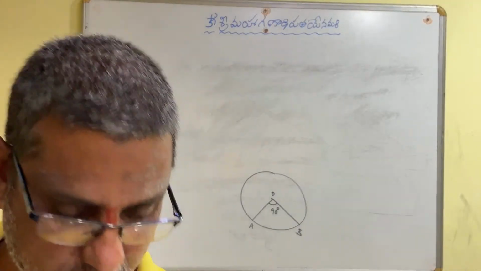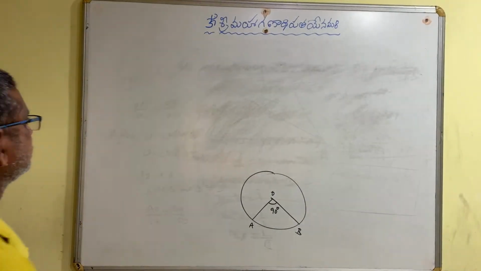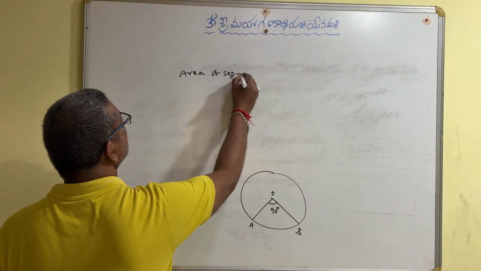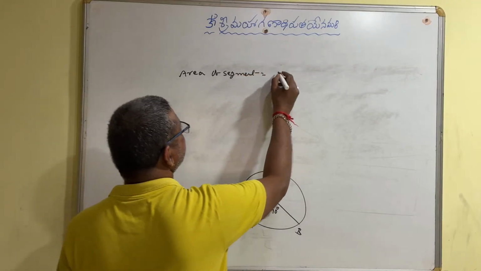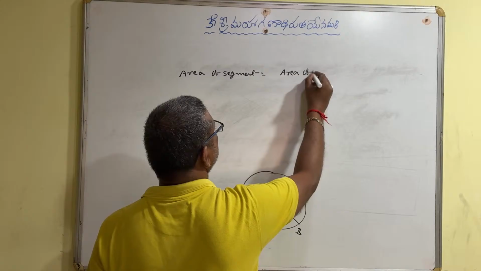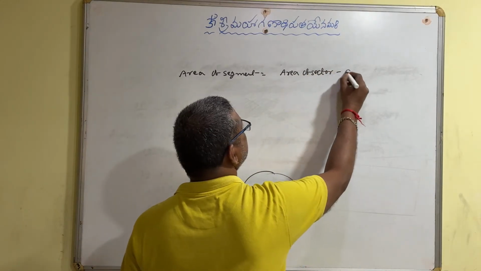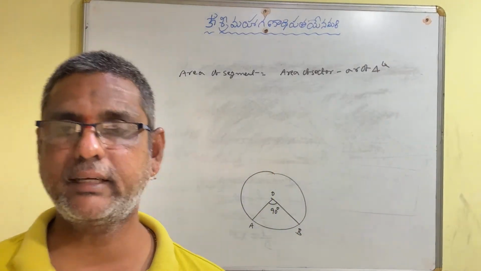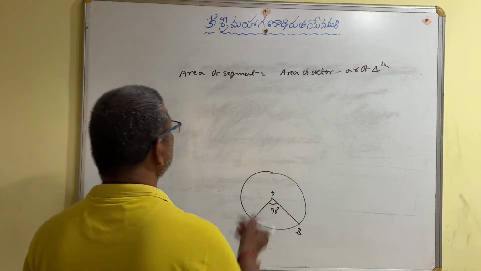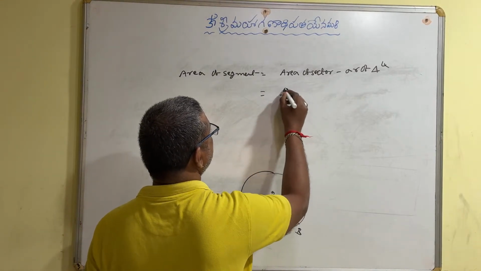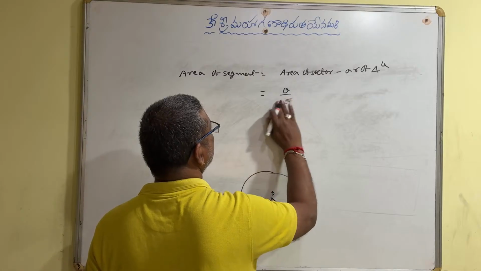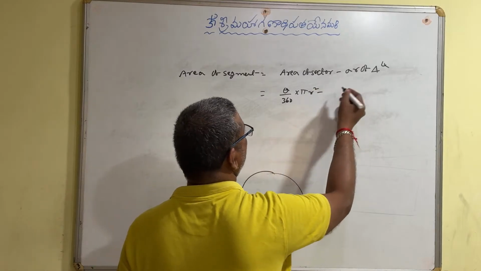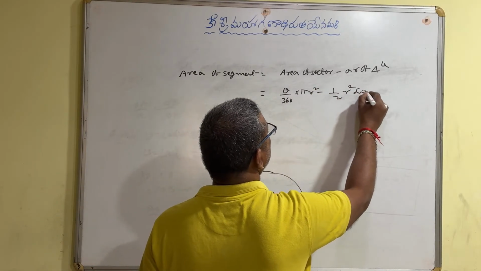Area of segment. Anyone? Area of segment is area of sector minus area of triangle. Area of sector, we know, is theta by 360 into pi r square, minus area of triangle, half r square sin theta.